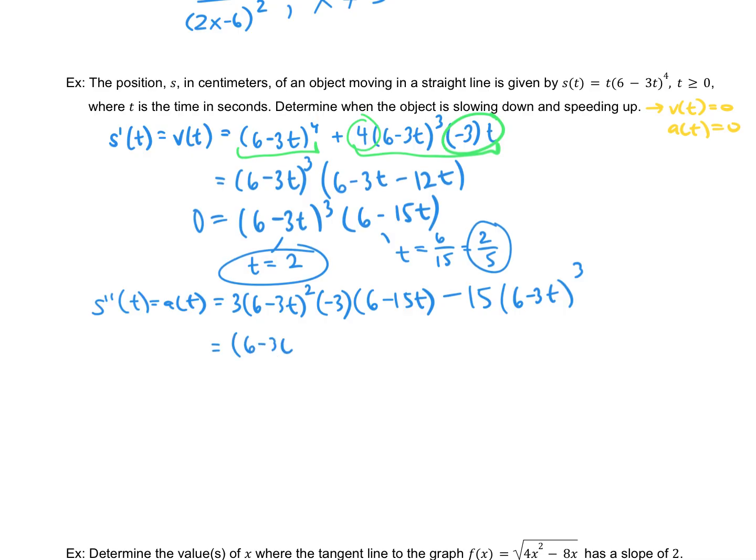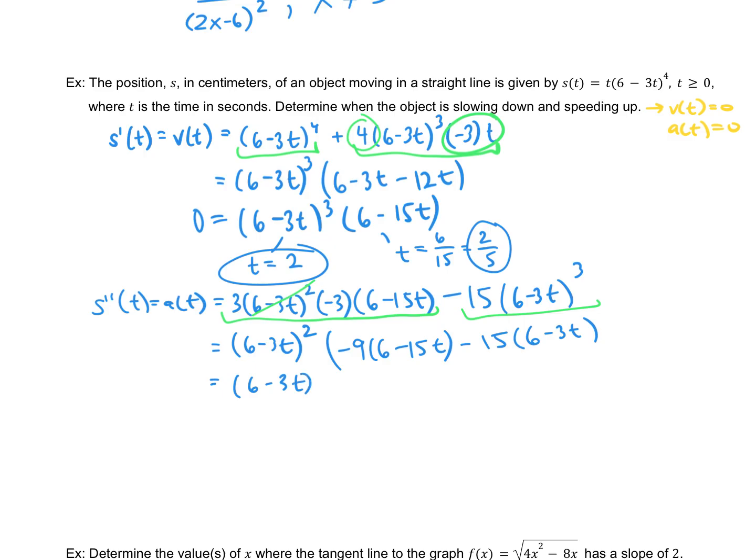That would create a lot more work for me. And these units just have the 6 minus 3t in common twice. So when I factor it out from the first unit, this is gone, and we're just left with 3 times negative 3, which is negative 9 times 6 minus 15t. And for the next one, we're left with the negative 15 and 1 remaining bracket. Just going to clean up that second bracket so that we could actually solve.